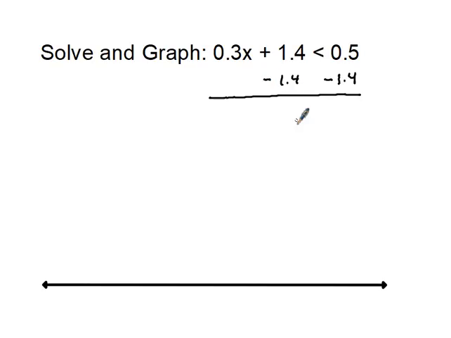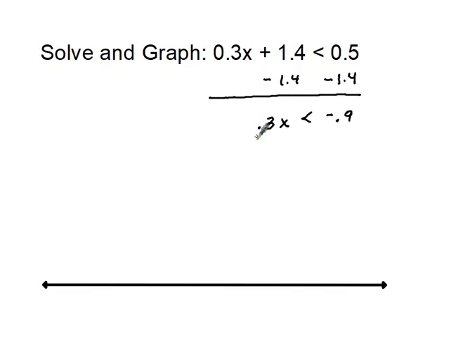Algebra is balancing out everything. It's key that everything stays balanced. On the left side, 0.3x is all that's left. On the right side, I think 0.5 minus 1.4 gives me negative 0.9. And then I have to remember to bring down my sign, that less than sign. So my last move is to get the x by itself.